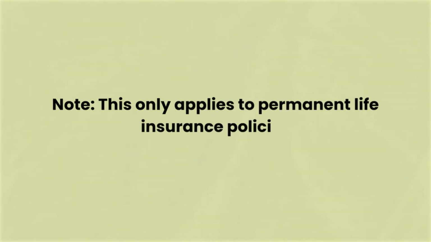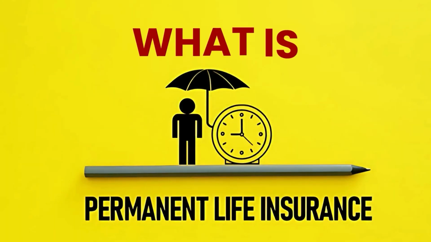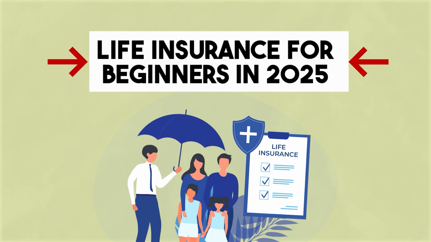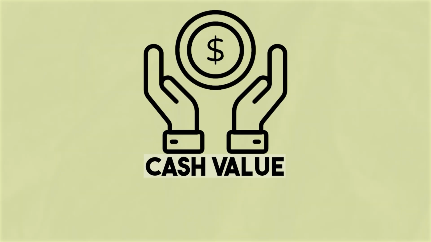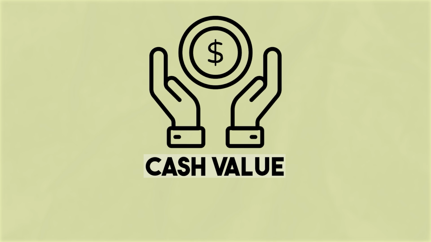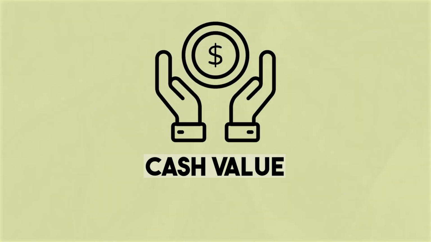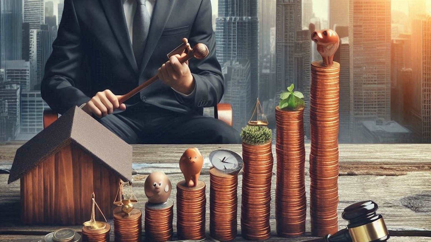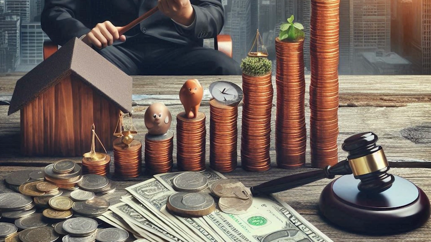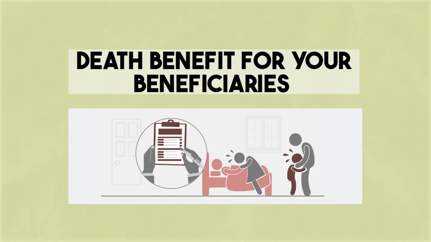6. Cash value. Note, this only applies to permanent life insurance policies. If you don't know what a permanent life insurance policy is, please check out my previous video about life insurance for beginners in 2025. The cash value is where a portion of your premium payments are invested by the insurance company and accumulates over time, creating a cash value that you can access while you are still alive, either through withdrawals or loans, while still maintaining a death benefit for your beneficiaries.